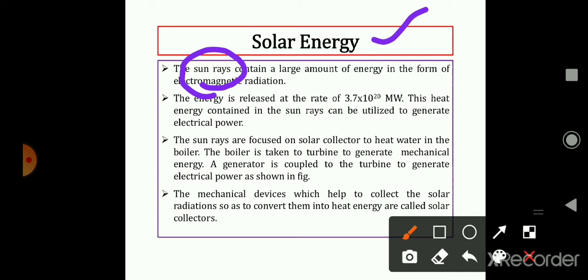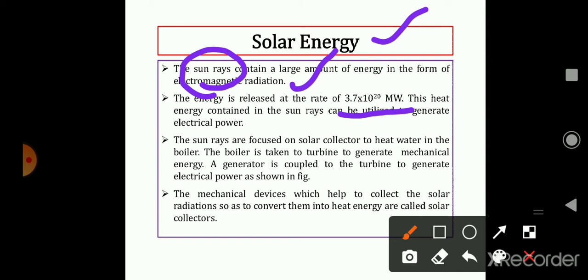So the sun releases a huge amount of radiation, available in the form of electromagnetic radiation. Actually this solar radiation, or the solar energy, is released at the rate of 3.7 into 10 to the power of 20 megawatt. So this much solar radiation is released from the sun. Now we want to utilize this much solar radiation for generating electrical energy.